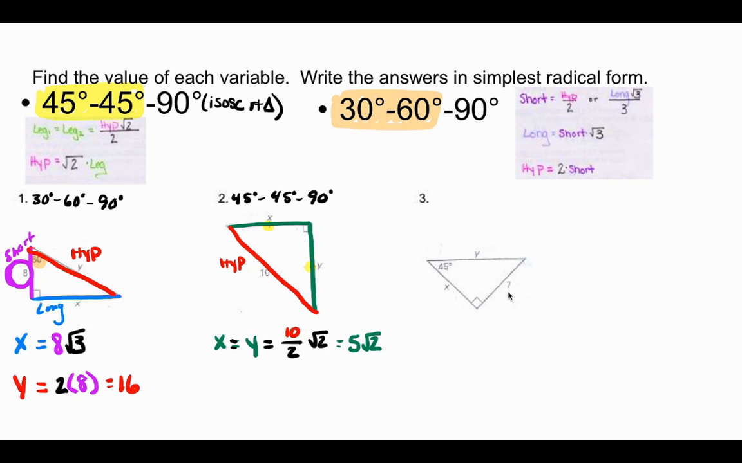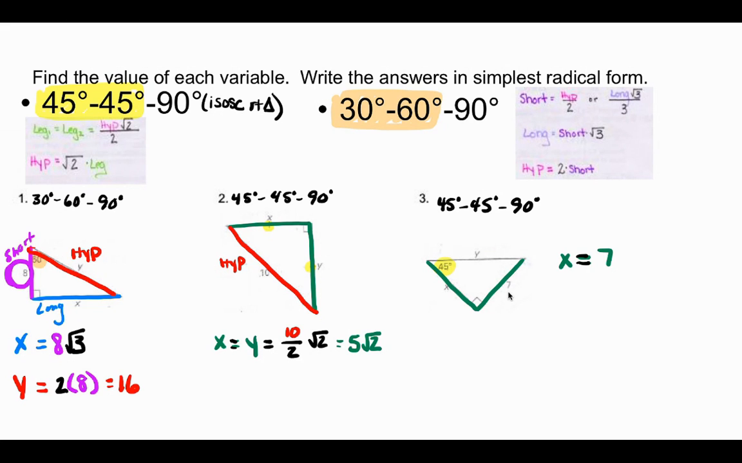In the next one, there is a 45-degree angle. So this one is going to use our 45, 45, 90 rule. So we should have 2 legs, and they're equal. So our leg of x is equal to our leg of 7.